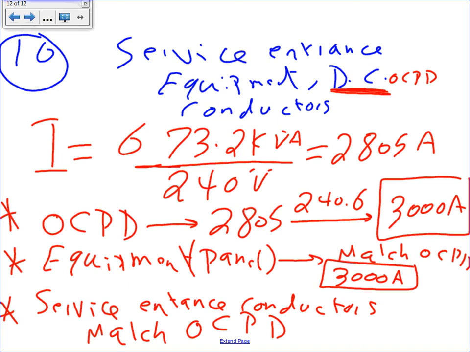3,000. What's my overcurrent protection device size? 3,000. What's my conductor size? 3,000. But conductors, I have to go find the actual wire size. Match overcurrent protection device. I'm going to do it in the next step. Any question, guys, about this?